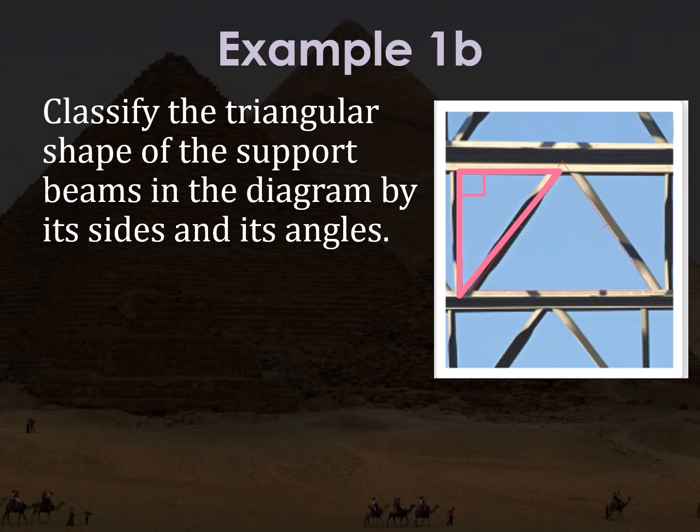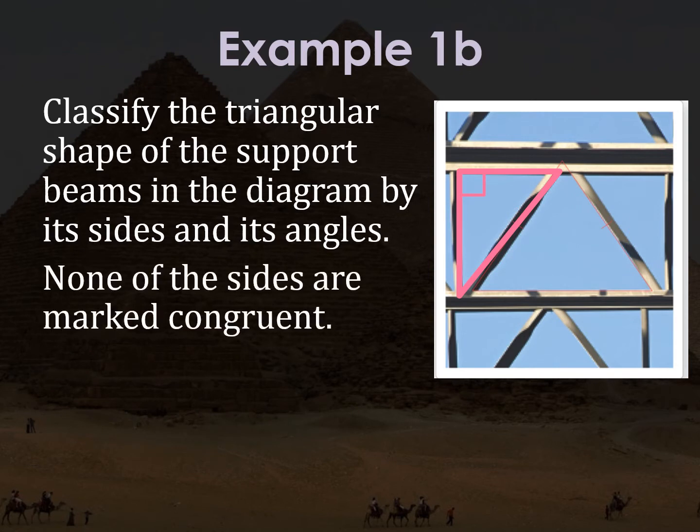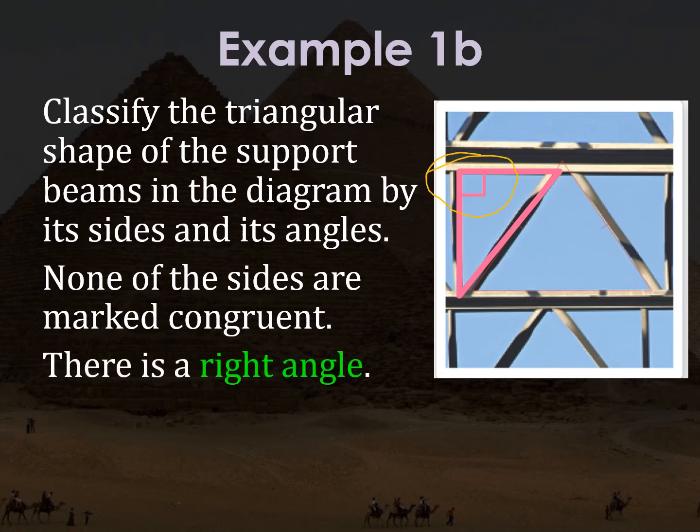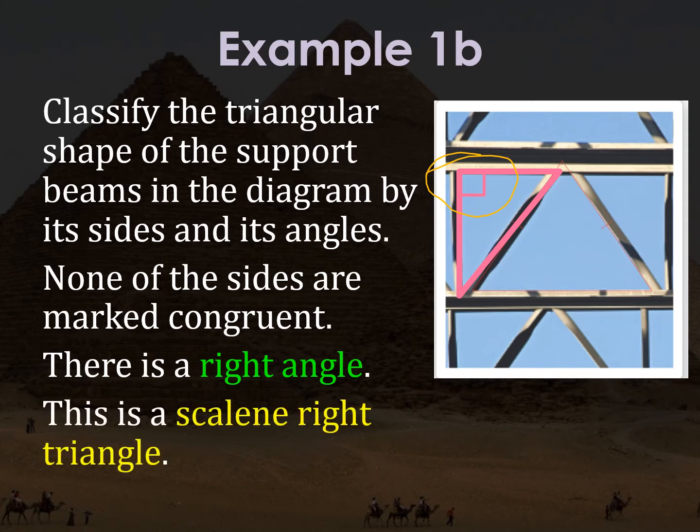1b, now notice this triangle has no congruent sides. There's no markings indicating they're congruent. This triangle also has exactly one right angle. Notice there's a box there that indicates a right angle. So this is a scalene right triangle. It's scalene because no sides are congruent. It's a right triangle because the triangle has one right angle.